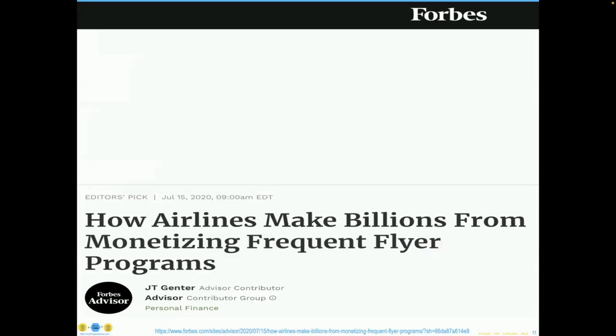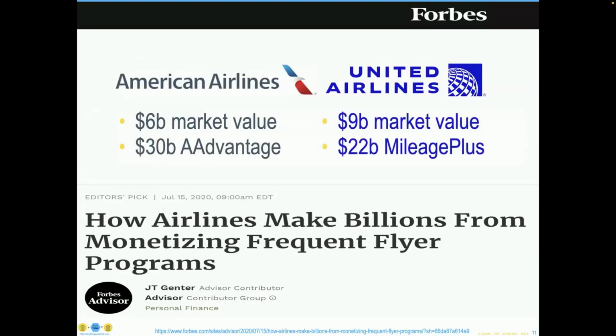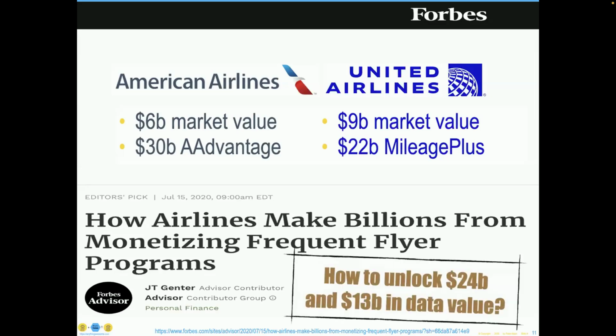To give you a specific example, this occurred during the pandemic, but it was still instructive, and I don't think it's been corrected. American Airlines, according to this Forbes magazine article, was valued at $6 billion on the market, and United Airlines was valued at $9 billion. During this pandemic, people weren't flying as much, but the data inside their frequent flyer programs was valued, as you can see, at $30 billion and $22 billion respectively. I guarantee you that the CEOs of those companies put a lot of effort into trying to realize the market value there, trying to unlock that value.